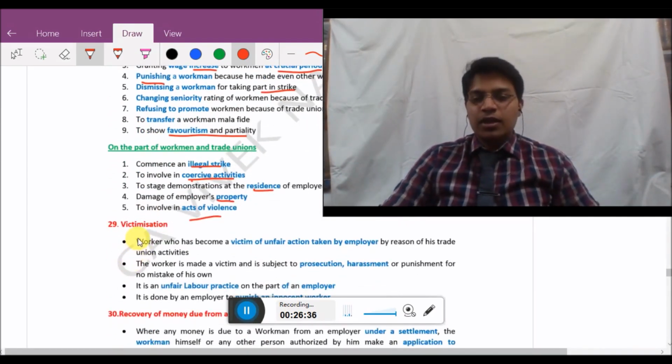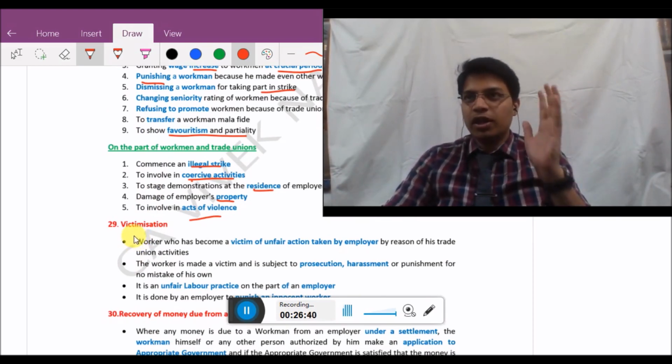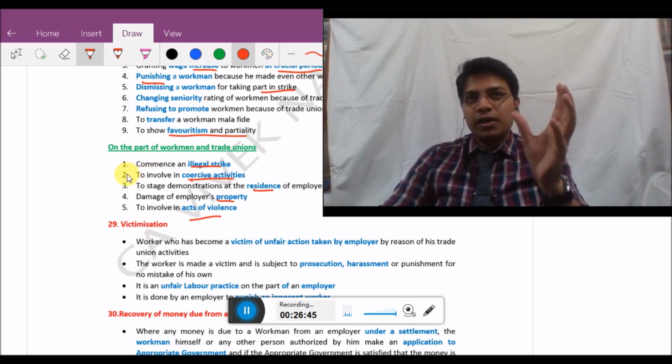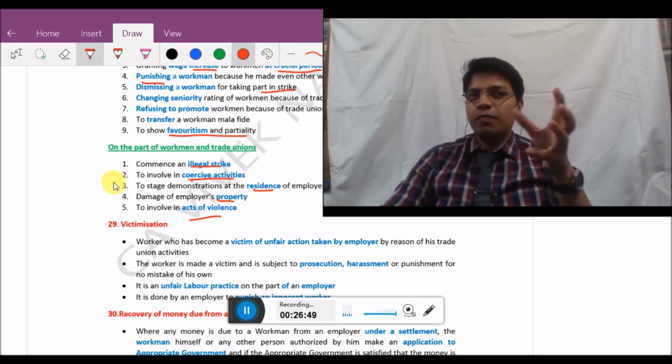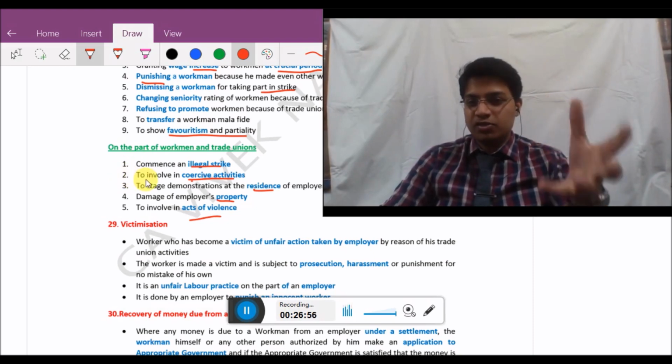Victimization. Again, read the name properly. Victimization. What can you imagine? What could be the meaning under it? A person is becoming a victim of somebody. A person is becoming a victim of someone. That could be the essence of this concept. Let's read.